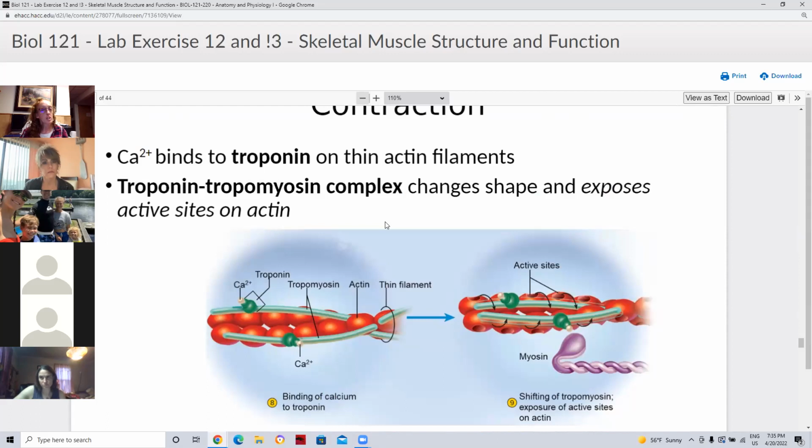It's going to bind to troponin on the thin actin filaments. Calcium is going to bind to the troponin. And remember what happens when that happens. The troponin shifts in its configuration and pulls the tropomyosin off the active sites on actin that myosin binds to.